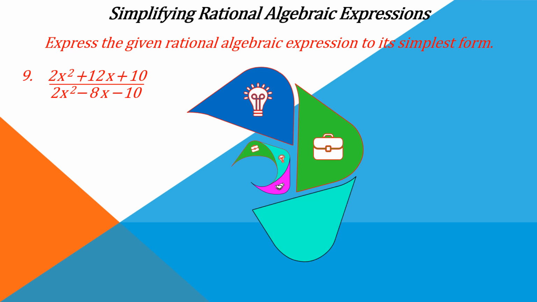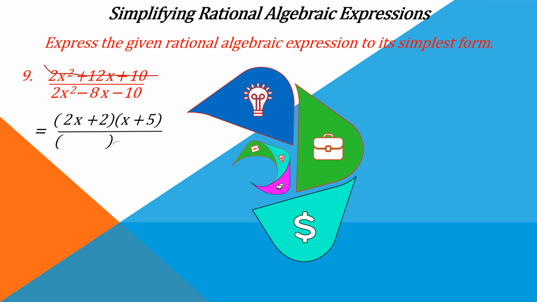So we will use our knowledge in factoring general trinomials. Factoring the numerator, we have 2x squared, and the factor of that is 2x multiplied by x, and the factor of 10, so that the middle term will become 12x, is 2 and 5, and the sign should be positive because all the signs of the trinomial in the numerator are all positive.